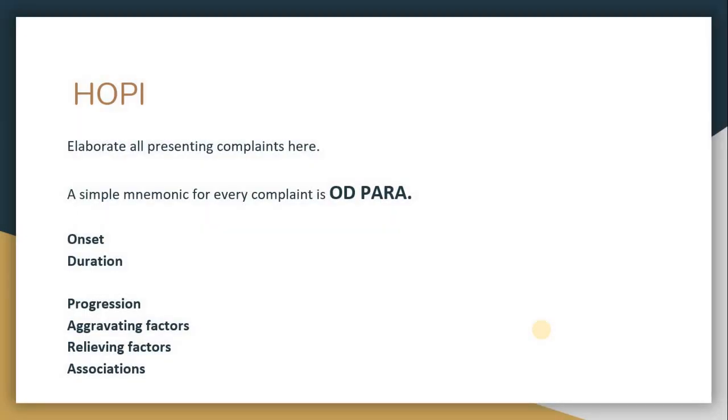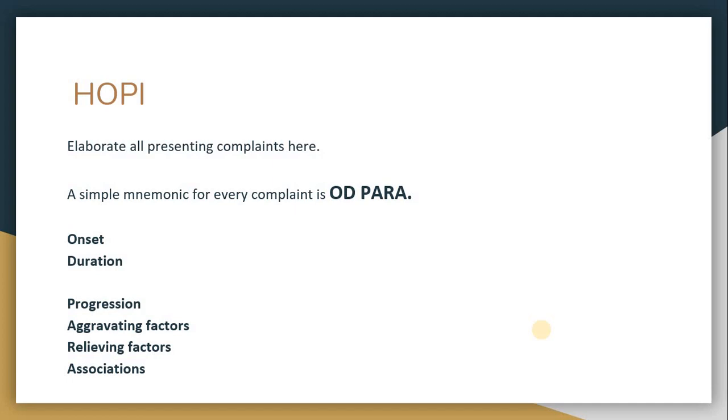Next, we ask history of presenting illness, and a simple mnemonic to elaborate every complaint is OD para. That stands for onset, duration, progression, aggravating factors, relieving factors, and associations. The onset may be sudden or gradual, and the duration may be in years, months, days, or hours. The progression of the presenting complaint over time: whether it has been worsening, having a spontaneous resolution, or resolving with medications. The aggravating factors aggravate that complaint, the relieving factors give relief, and then the associations.